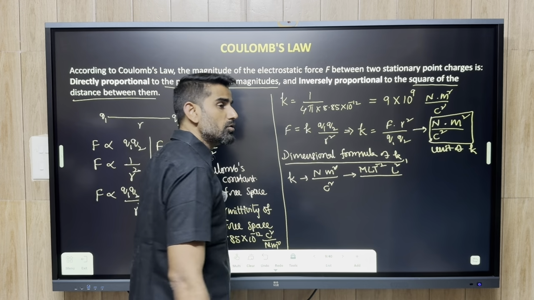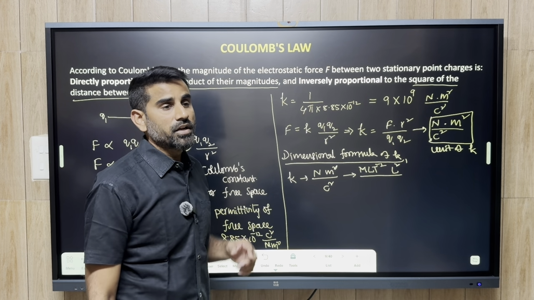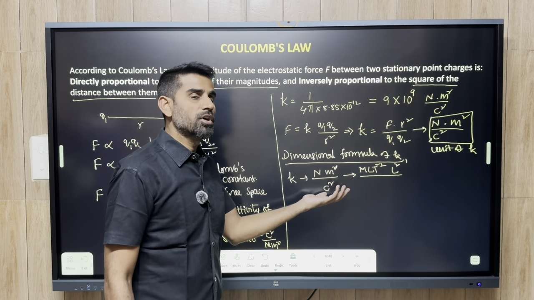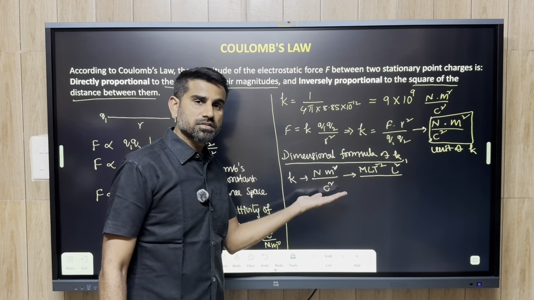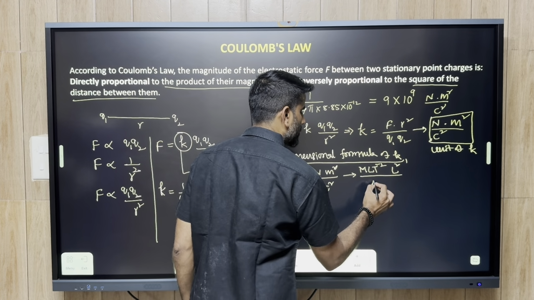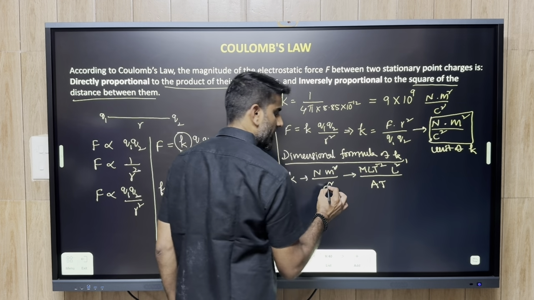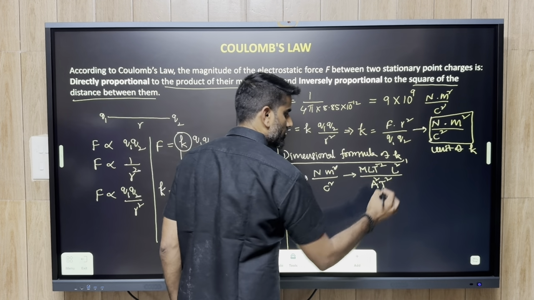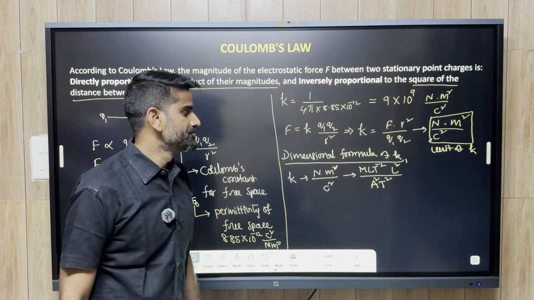Now see, Coulomb is not a fundamental quantity, rather it can be derived. The dimensional formula of Coulomb, the charge, can be derived from ampere and time. So the dimensional formula of Coulomb is ampere time. As it has square, I am placing squares for both of them.